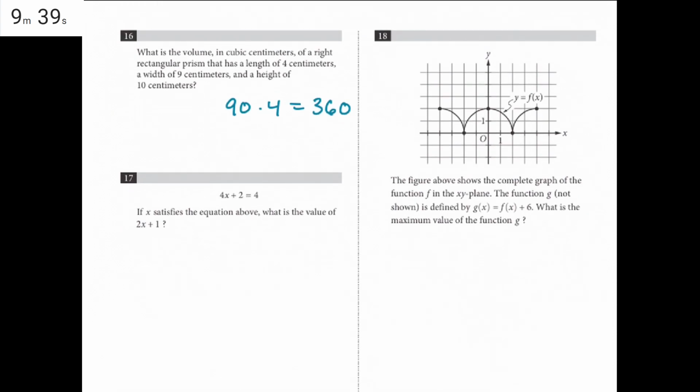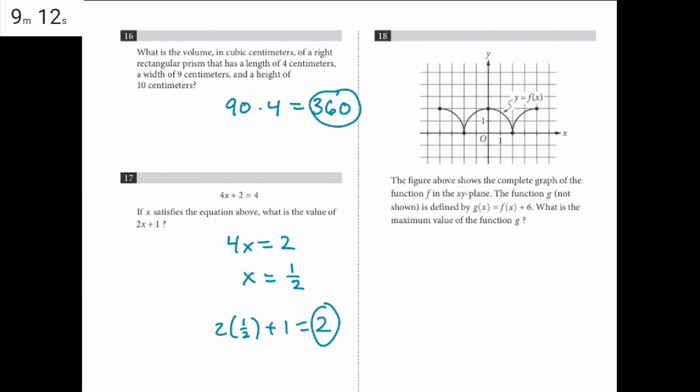17. 4x plus 2 equals 4. If x satisfies the equation above, what is the value of this expression? 2x plus 1. 4x must equal 2. X must equal 1/2. 2 times 1/2 plus 1 is equal to 2. So 2.